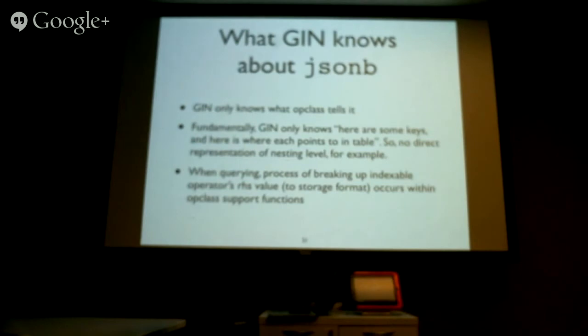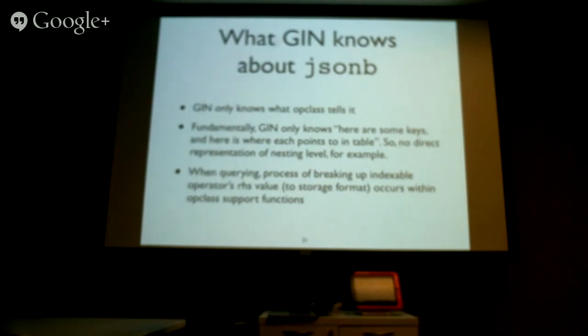So what does Gin know about JSONB? It only knows what the op class tells it. Fundamentally, Gin only knows here are some keys, and where each points to in the table. There's no direct representation of the nested level. So it has only an idea of the underlying JSONB. When we're querying, there's this process through which JSONB is broken up into a storage representation for querying the index. A similar process occurs when inserting into the index initially.